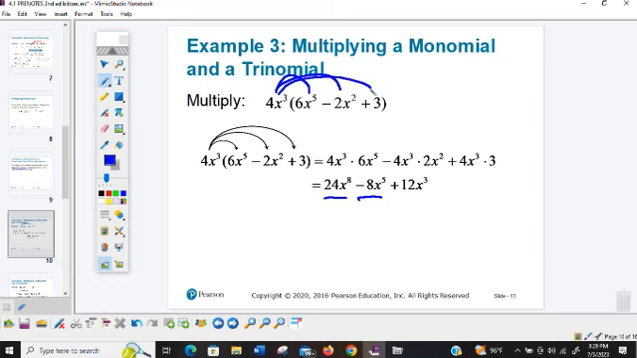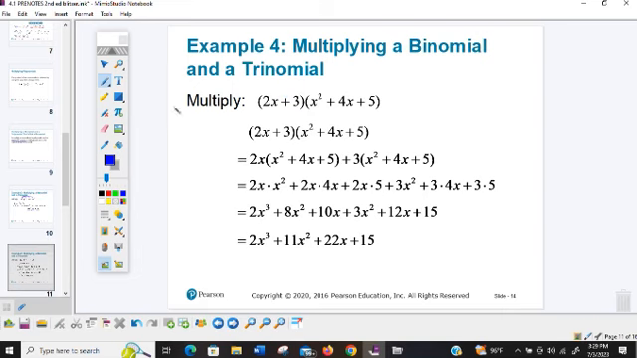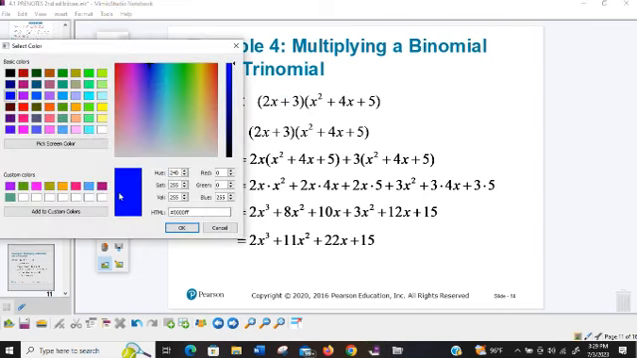Then 4x cubed times 3. 4 times 3 is 12, and we have x cubed. So we have plus 12x cubed. We can also multiply a binomial times a trinomial. So let's look at this one.